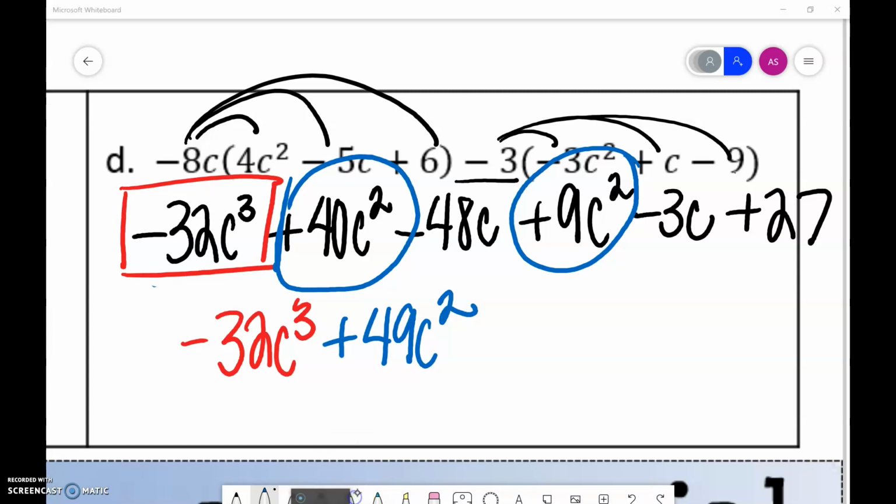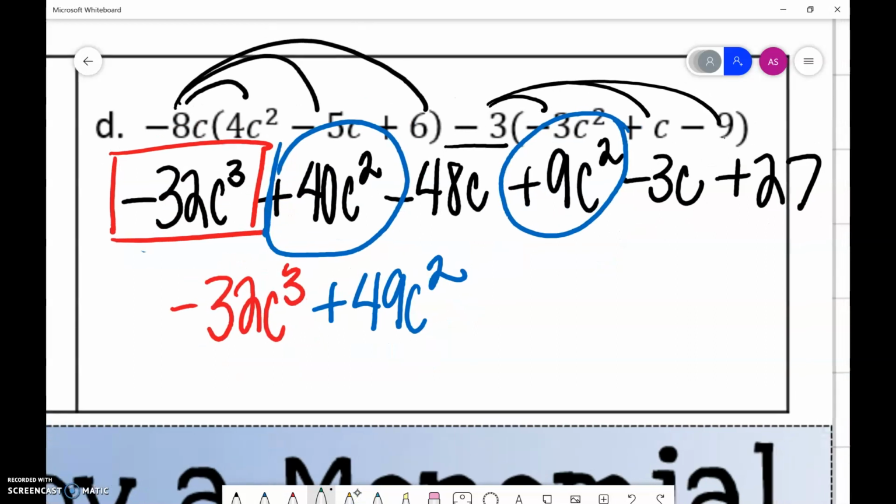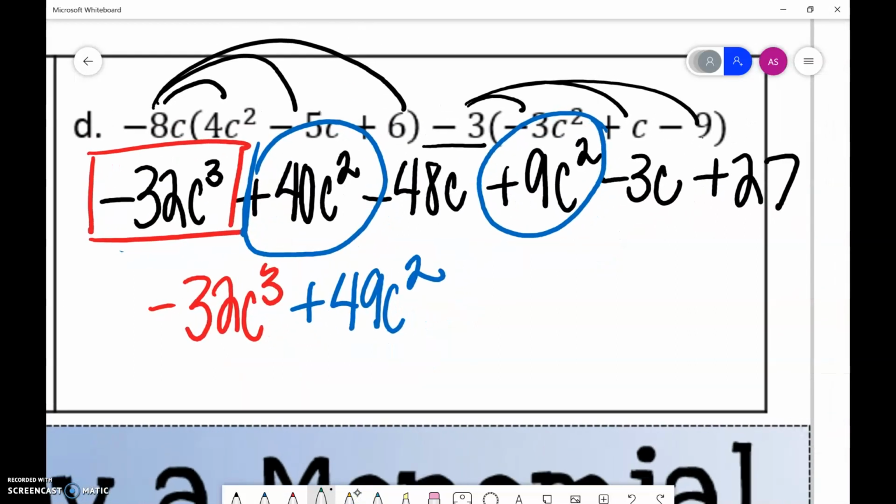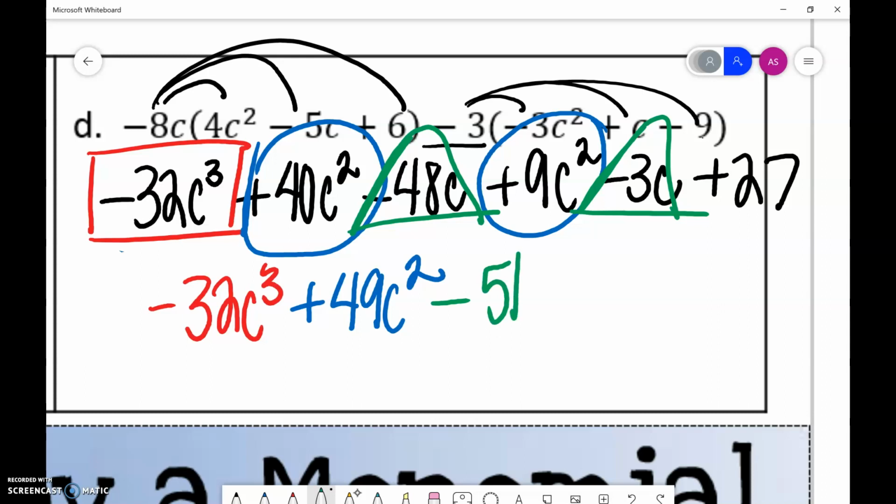Okay, then I have negative 48c and negative 3c. That's going to give me negative 51c. Then here I have the 27 by itself, so that's going to be plus 27. And that's my answer.